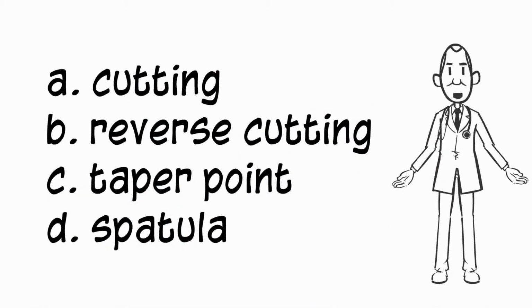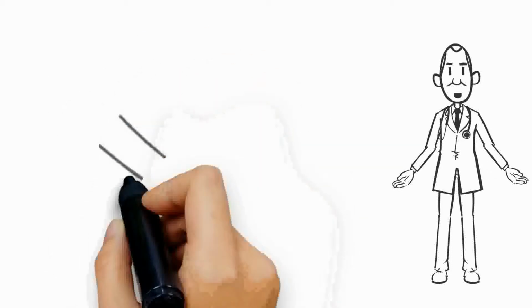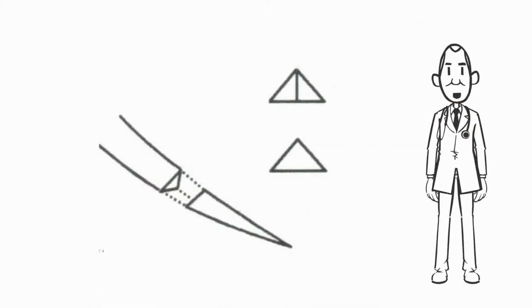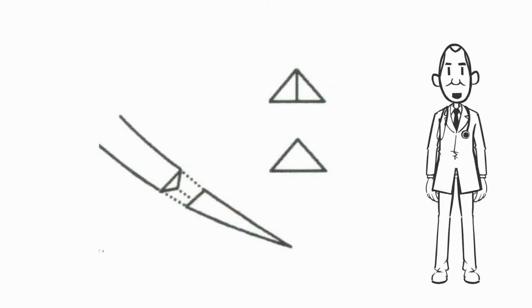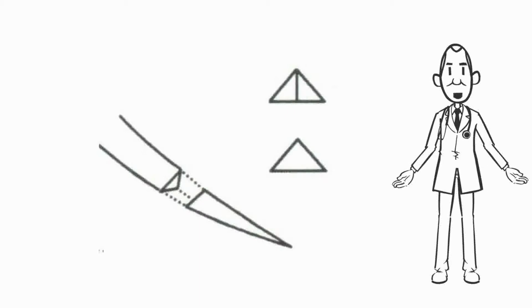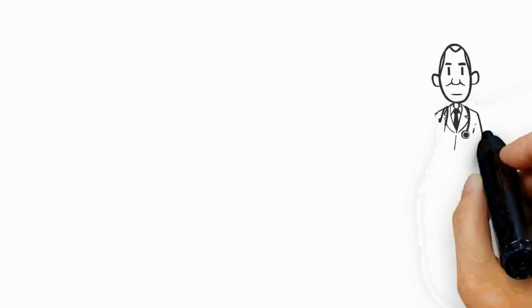A. Cutting, B. Reverse cutting, C. Taper point, D. Spatula. Cutting configurations: triangular with cutting edge at the top, cuts at tips and edges of the needle. Properties: suture canal extends superficial to path of needle tip, may pull out tissue during needle passage.